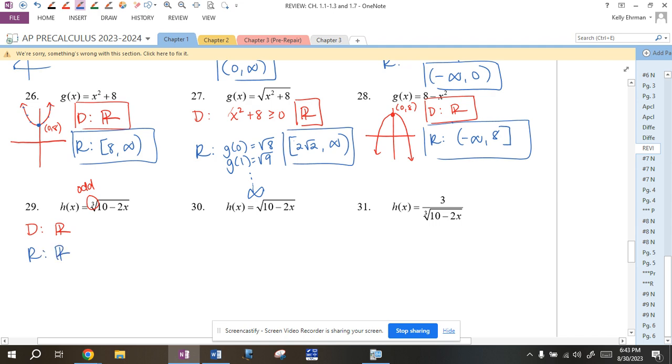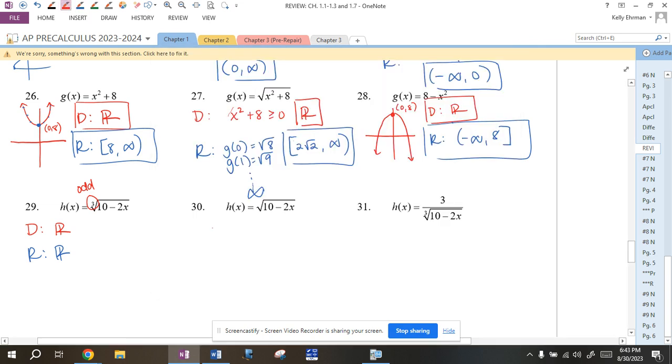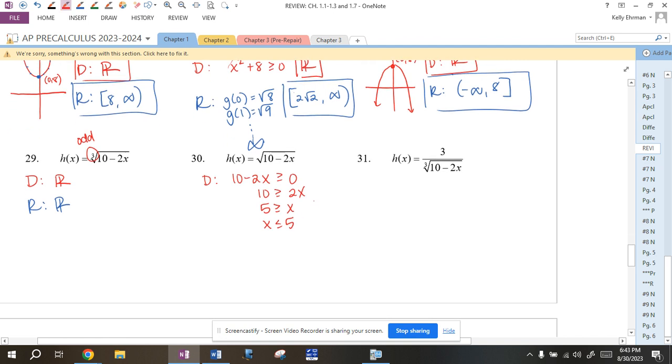Okay. The domain for the next one, now I put the expression underneath a square root. So we're back to saying now for domain, 10 minus 2x, because it's under an even root, has to stay greater than or equal to 0. You can add 2x to the other side. 5 is greater than or equal to x, which really means x is less than or equal to 5. Whether or not you spin that around, make sure your interval notation is correct. That's negative infinity to 5, including 5.